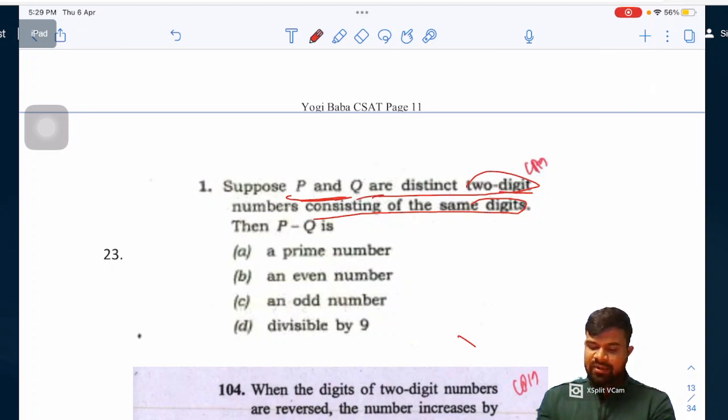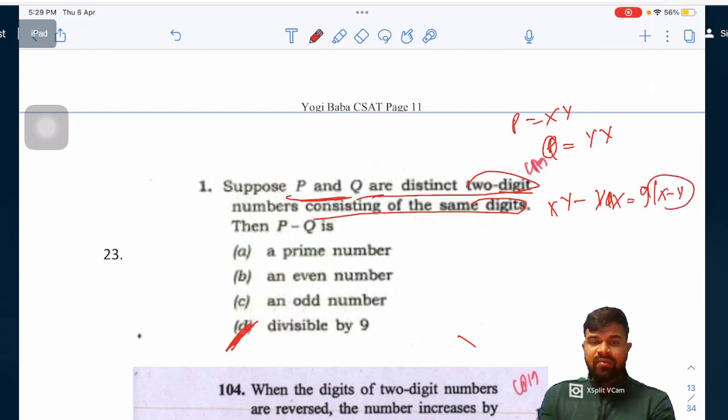Now this is nothing but P and Q. Let P equal XY. Then Q will be the reversing of the digits, that means YX. Now we already know that P minus Q, that is XY minus YX, is 9 into (x minus y). So the number is divisible by 9.